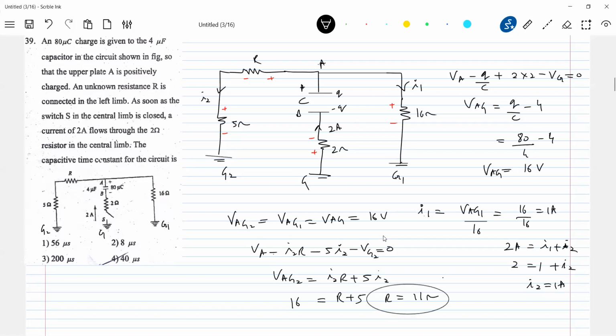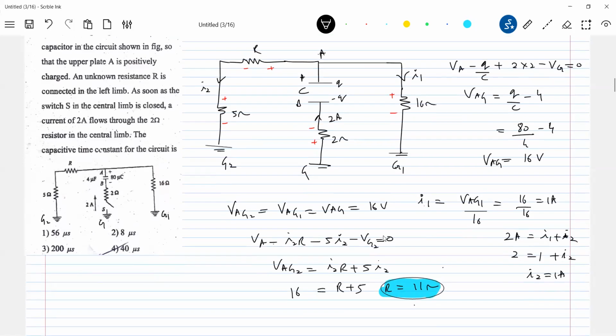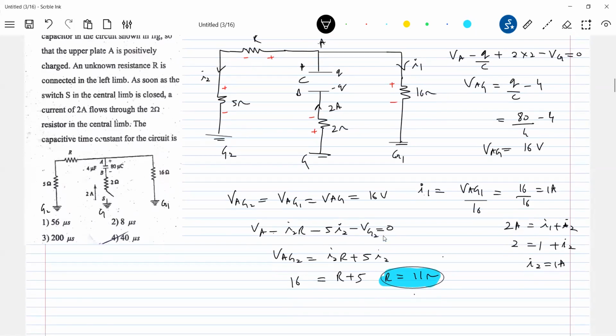After getting this, how to get the time constant? What was asked about the time constant? So what is the method of getting the time constant here? Across the terminals AB, find the effective resistance as seen by the capacitor. That's the best available method for us. So what you do is, we know the resistor R, then here are the terminals I'll call AB, and this is 2 ohm.